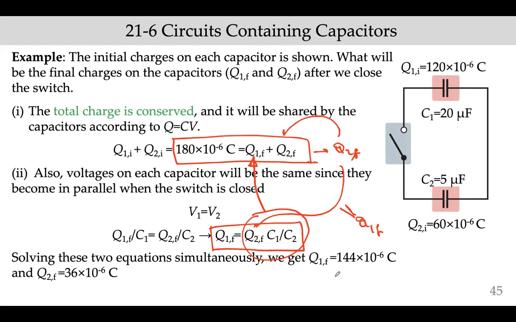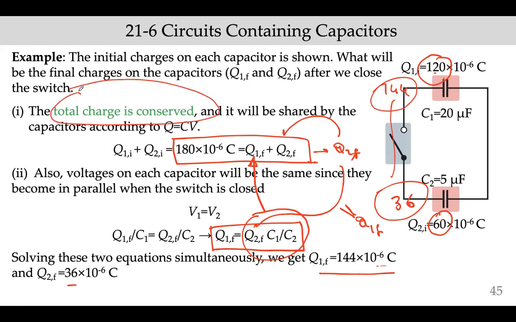And if you do the calculation, it turns out Q1 final is 144 microcoulomb and Q2 final is 36 microcoulomb. The initial values were 120 and 60. And the final values are 144 for this one, and for this one, 36. Now look at the initial total, 180. Look at the final total, it's still 180, because the total charge is conserved.